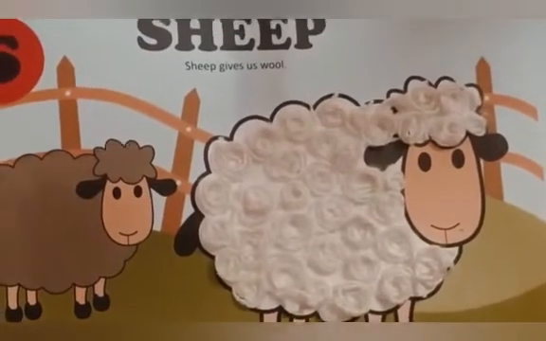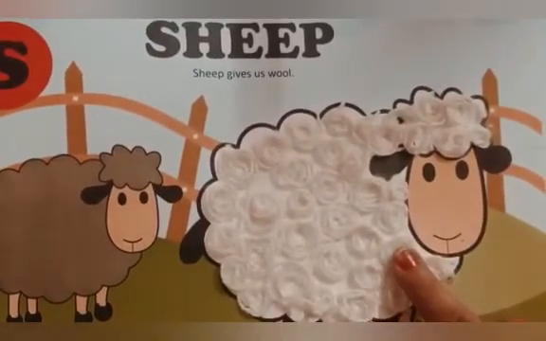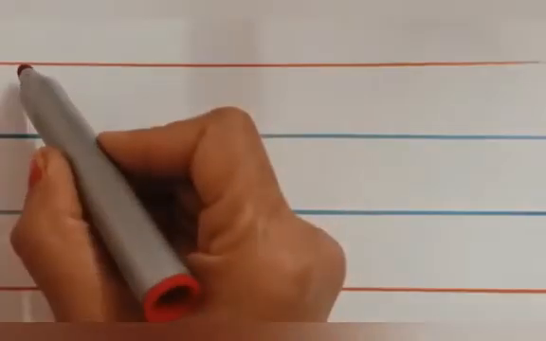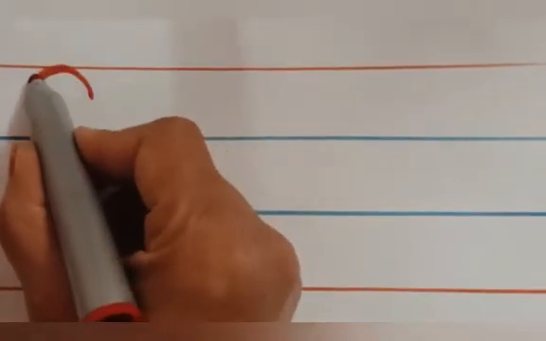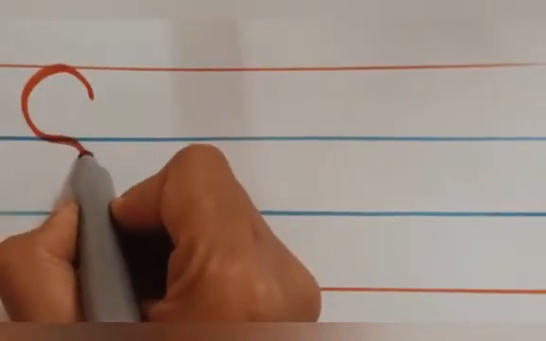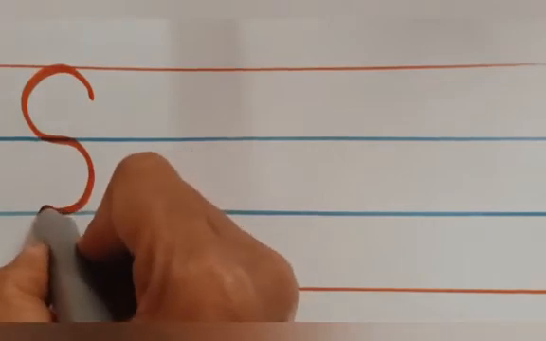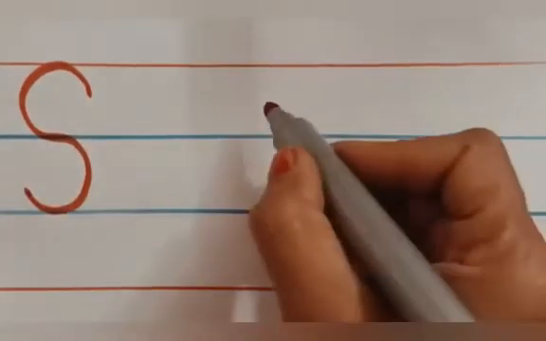Student, now I will teach you how to write letter S. As we know, we have 4 lines in our English notebook. We write in upper 3 lines. Student, make a C curve, go down and make a D curve. This is a letter S.